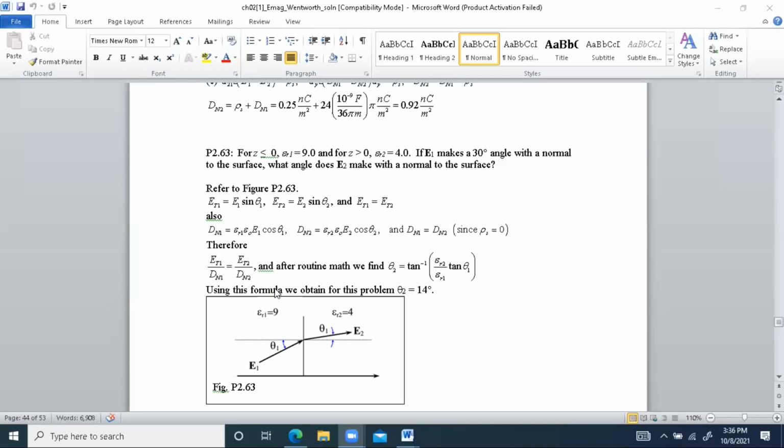So they ask now. We have this, right? First, let's follow the thing. E tangential 1. This is your line. So E tangential 1 is going to give you this side, right? It's going to be E1 sine theta 1. And E tangential 2 is going to be E2 sine theta 2.